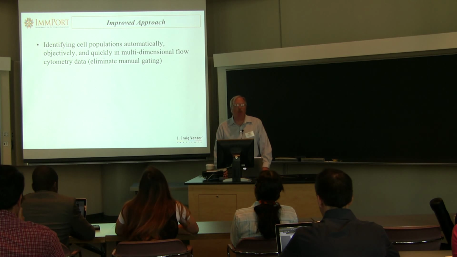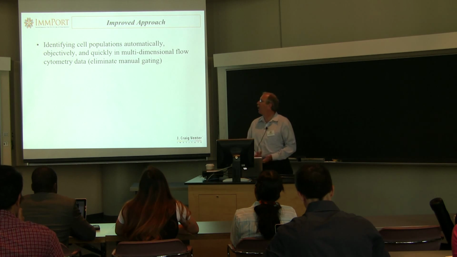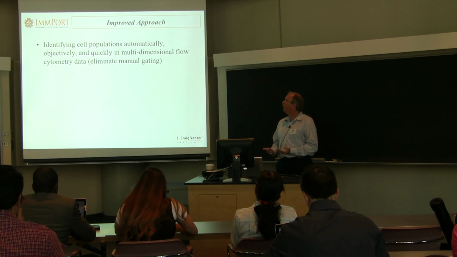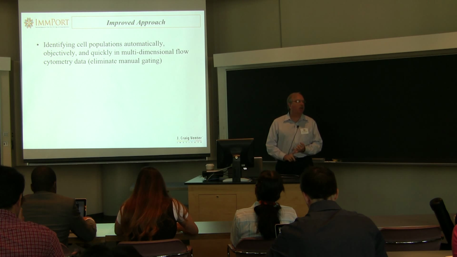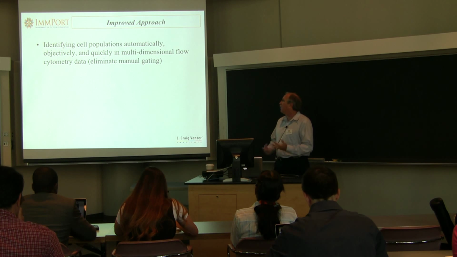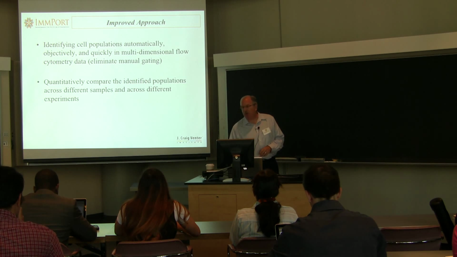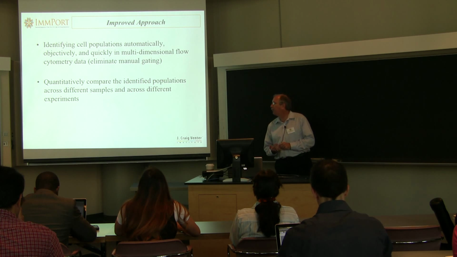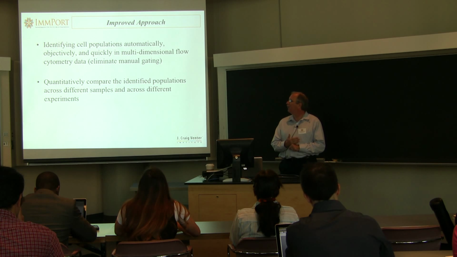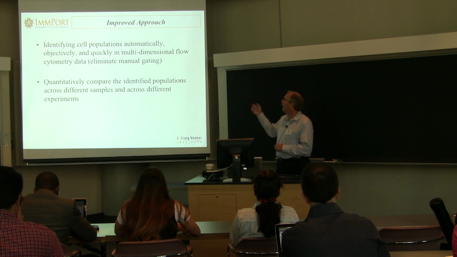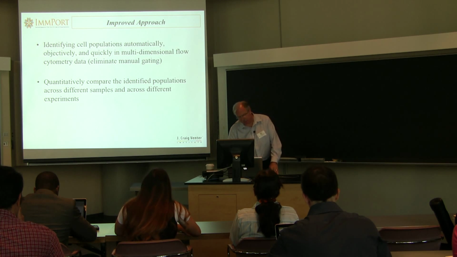So several groups over the last couple of years have tried to tackle this problem by developing improved approaches for analyzing flow cytometry data. And essentially what we want to be able to do is identify cell populations automatically in the data, objectively and quickly in this multi-dimensional data space. And if possible, to eliminate, as much as possible, the need for manual gating or supervised analysis. And then once we're able to do that on individual samples, we want to be able to quantitatively compare these identified populations across different samples that might be captured across different experiments. So this was the challenge that we wanted to address.